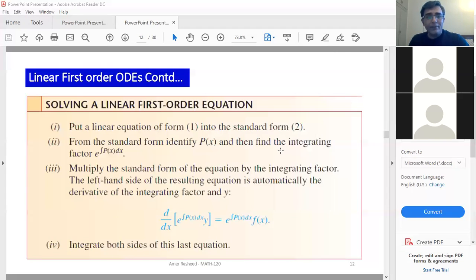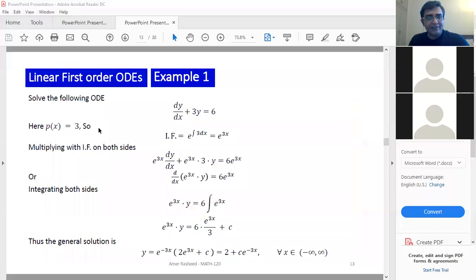Now, with the help of an example, let's discuss this. I have chosen a very simple example in the start. What is this example? We have to solve this differential equation, which is a linear first order differential equation, already given in the standard form. Now, what is P of x? P of x is 3.